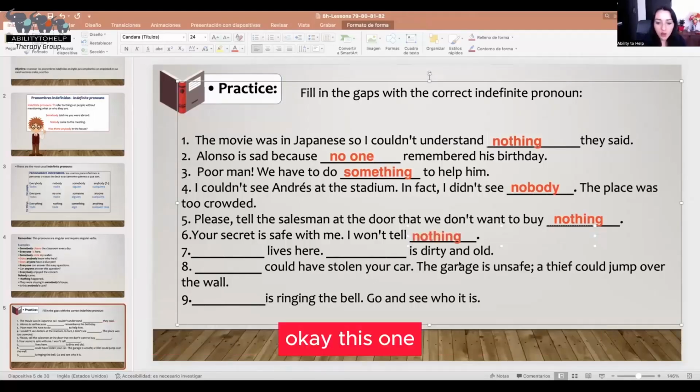This one is a question and it's not a question. So, lives here. Okay, this is a dot, so that's why this is a first idea and the second is another idea. So, lives here. Is dirty and old. So that's why nobody or no one. Nobody lives here, with S, because don't forget it is third person singular. Nobody lives here.